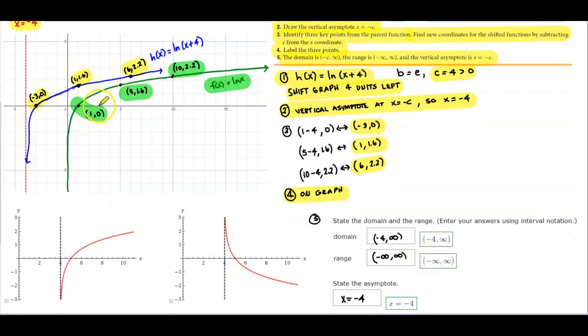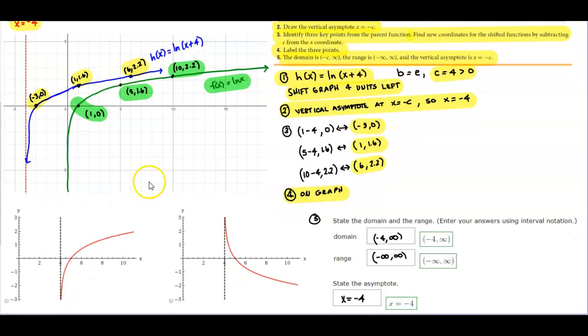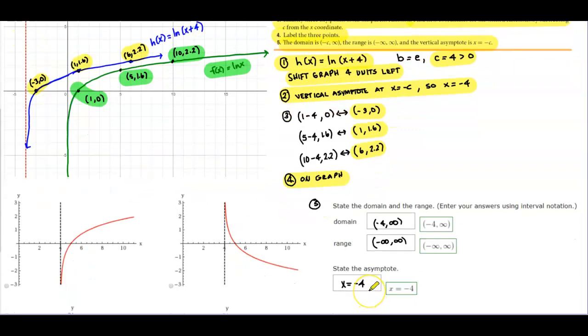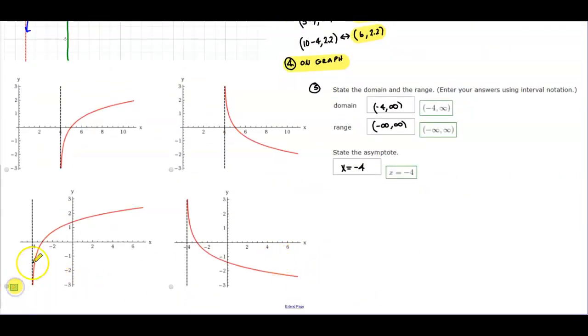Now we're going to state the domain and the range. Well, the domain now, since the vertical asymptote is at negative 4, we're starting at negative 4 and going all the way to positive infinity. And then the range is going to be from negative infinity to positive infinity. And then to state the asymptote, the asymptote is x equals negative 4. And so therefore, here would be our final answer.